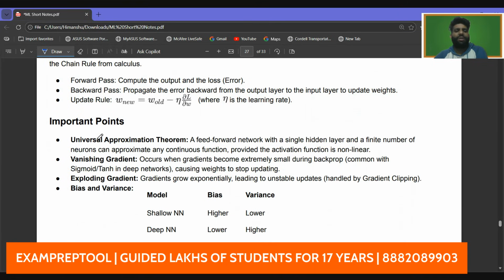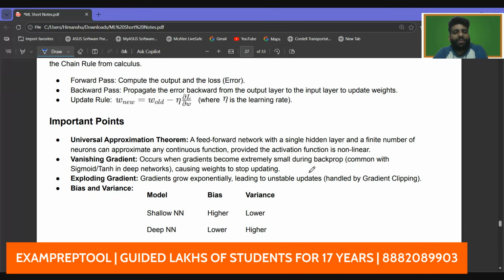Now there is an important point: the universal approximation theorem. What exactly is this theorem about? The overall idea is that a neural network can approximate any function, any non-linear function. It can do this very easily with just one single hidden layer and a finite number of neurons. We just need a good number of neurons in that single hidden layer. That shows the power of neural networks. If we stack a number of layers, it would do even better, if I'm talking about deep neural networks. So that's the universal approximation theorem, that we can approximate any function.